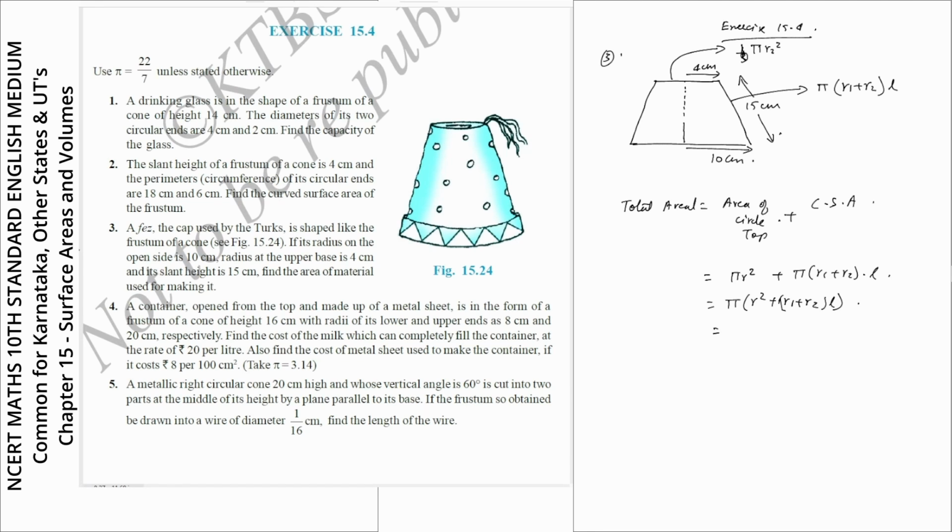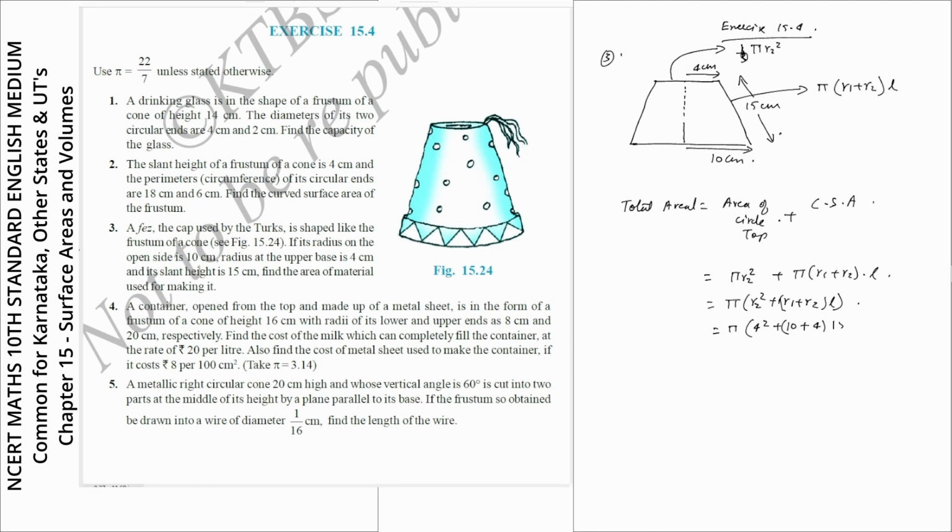So this is equal to pi. What is R2? R2 is the radius of the top circle. So that is 4 square, plus the radius of the bottom circle, that is 10, and R2 is 4.